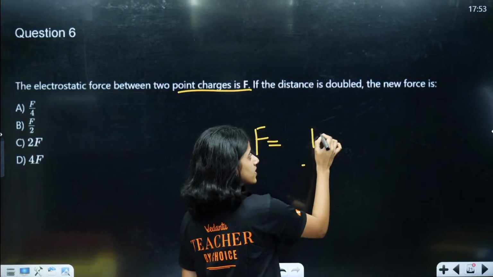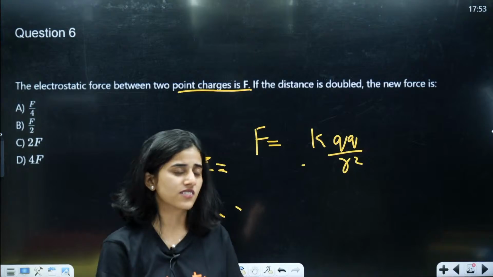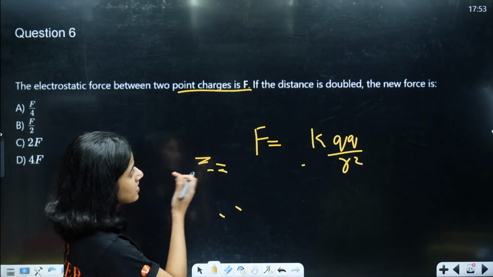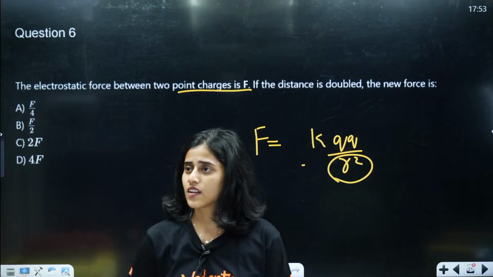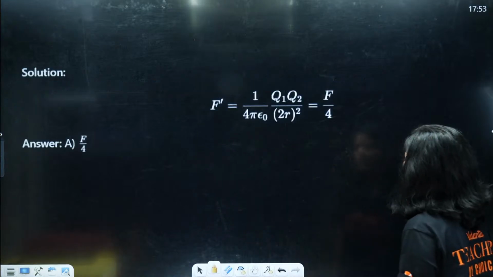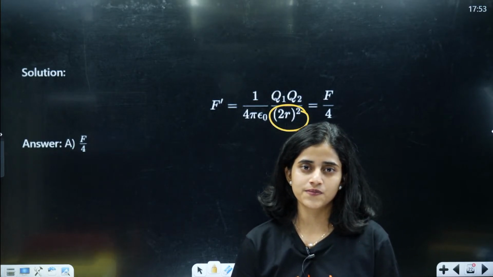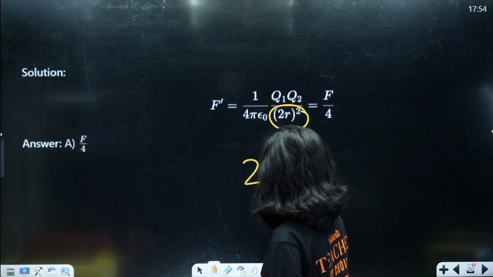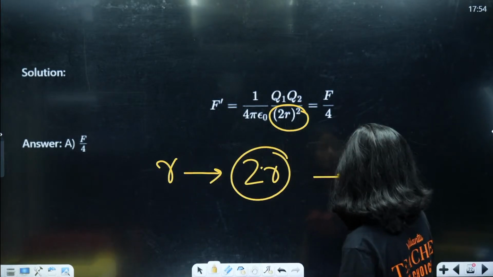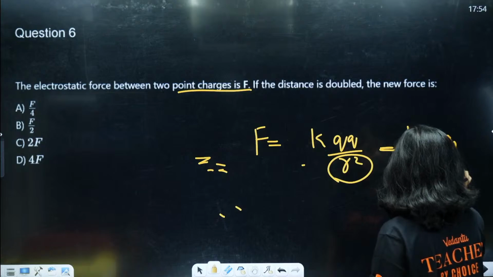Initially, F was KQQ by R square. I am not writing 1 by 4 pi epsilon 0 because I can just write it as K. Here you don't need to do any math. So the question is, the distance is doubled. So what happens to R square? Okay, everybody's saying D. Okay, let's see. R square doubles. So it becomes 2r the whole square. The only change is the distance becomes r to 2r. So this becomes k q by 2r square.